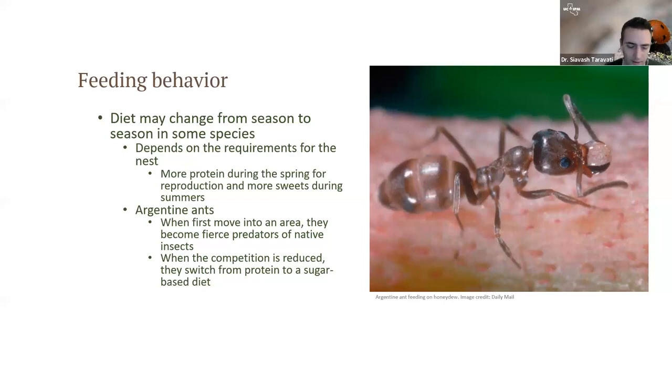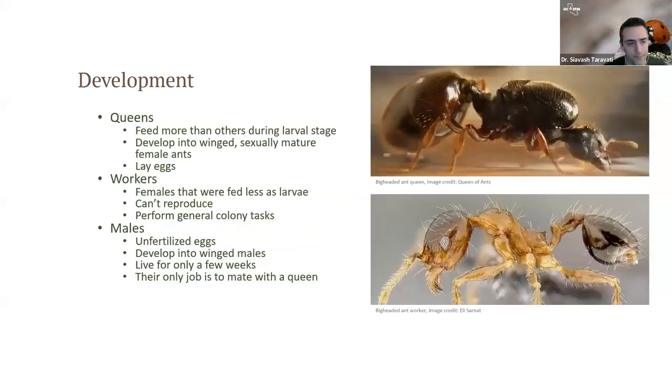So in the spring, they go more after protein stuff, and then sweet stuff in the summertime. So queens develop similar to workers, but then they feed more, and that's how it works for honeybees too. And so workers are sterile females, so they can't reproduce for the most part. Some species they can, it's a complex kind of biology there. But for the most part, they can't lay eggs, but they can work and defend the colony or sting and stuff like that.